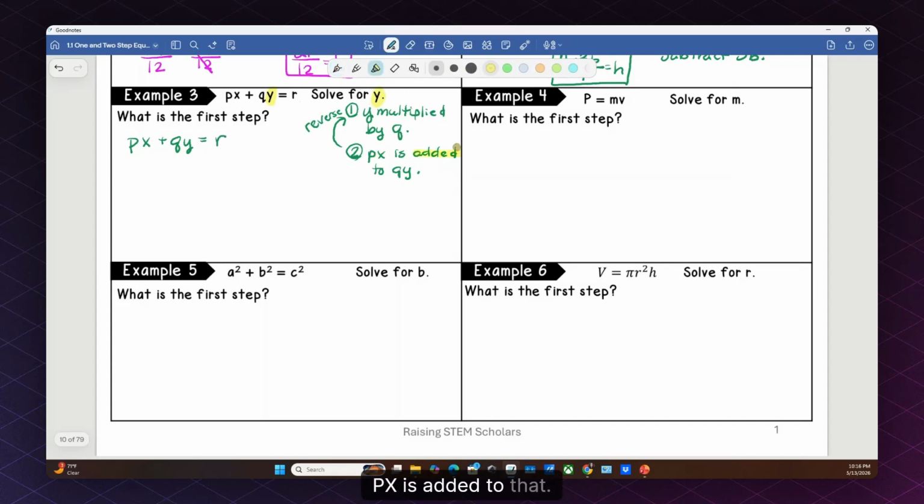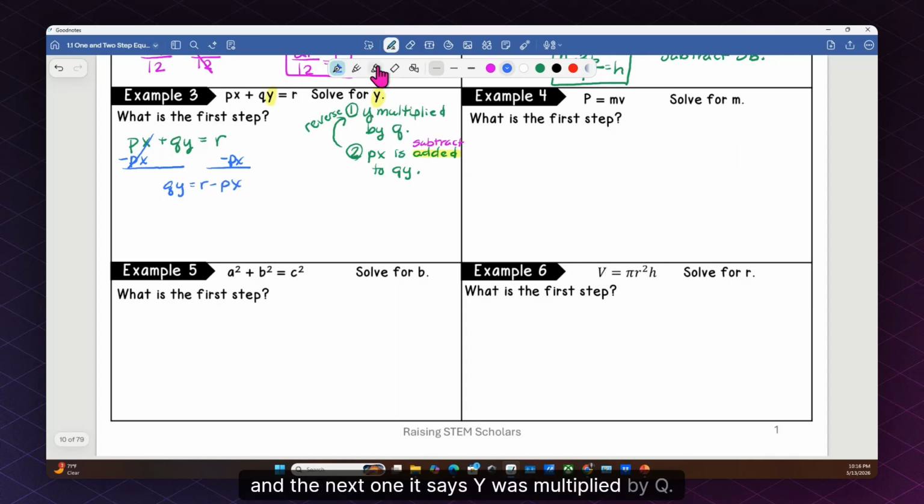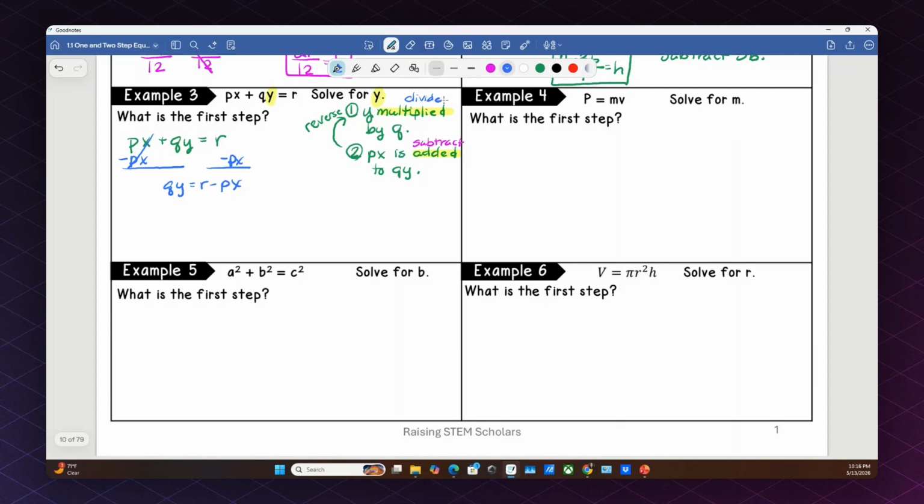And px is added to that, and we know that the inverse function to that is subtract. So to do that, we are going to simply subtract px. Because px is added to qy, the inverse of that is to subtract. So that cancels. We get qy equals r minus px. And the next one, it says y was multiplied by q. And so the inverse function of multiplied is going to be divide. So we're going to divide by q.